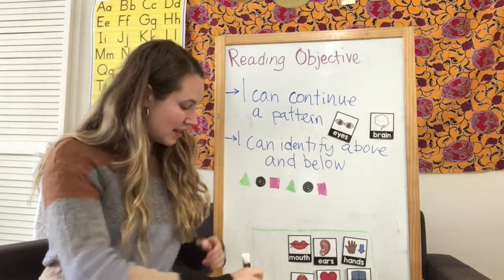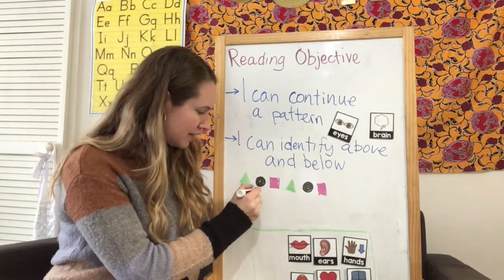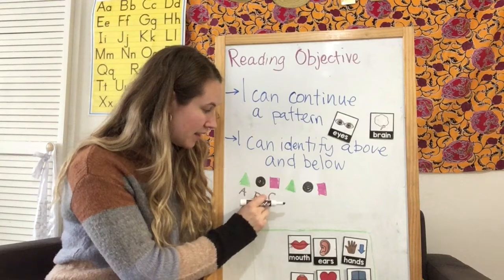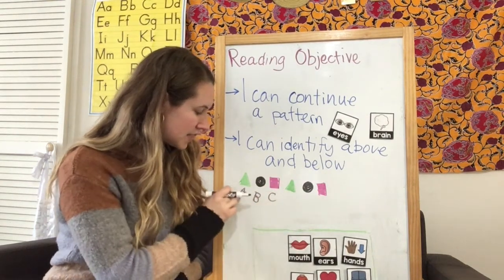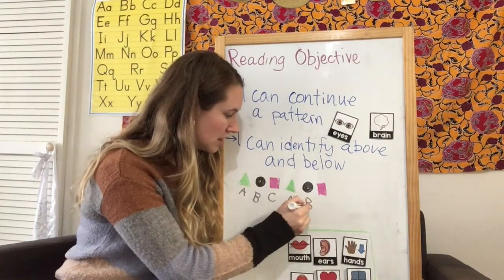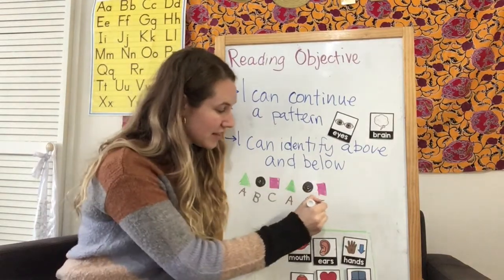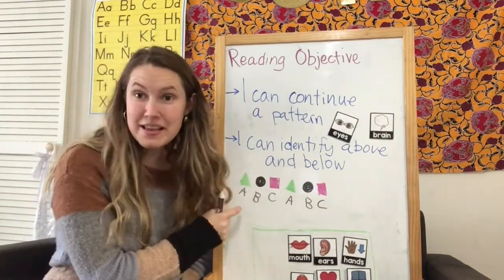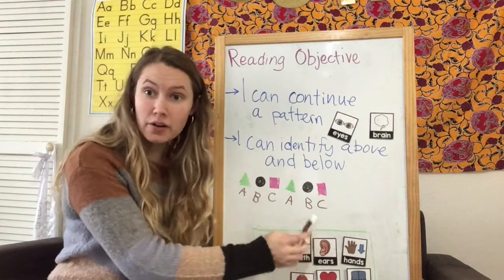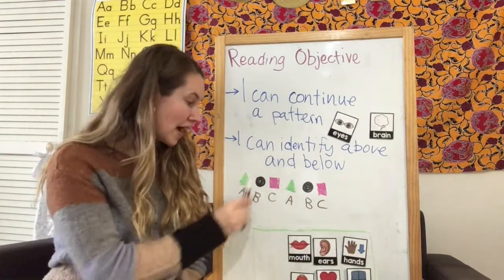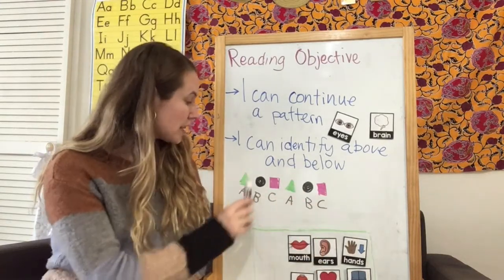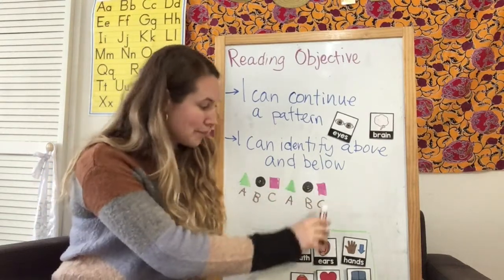Let's think. If this is A, this is different than A, so it's going to be B. And this one is different too, so it's going to be C. Now this one is the same as this, so this is also A. Then this one's the same as this, so this is B. And this one's the same, so it's C. So this is an ABC pattern. A, B, C. We could also do it by saying the shape names: triangle, circle, square. Or we could say the color names: green, black, pink.